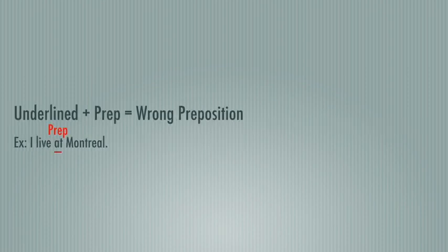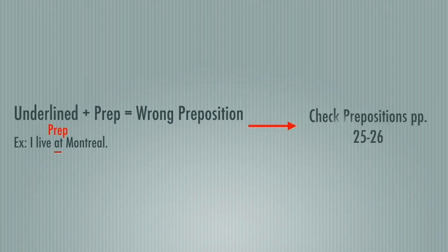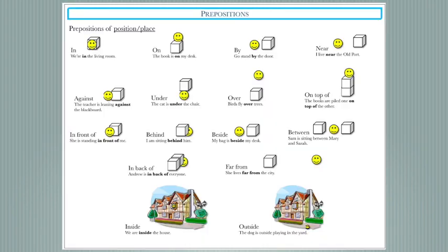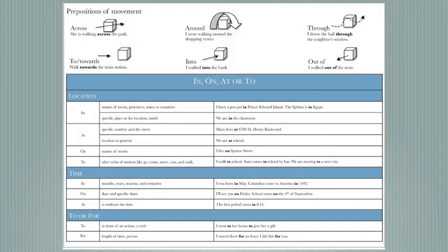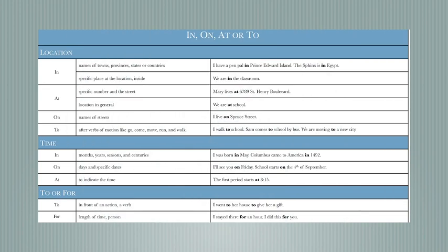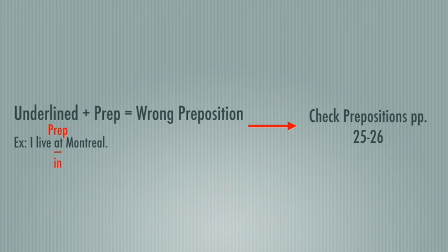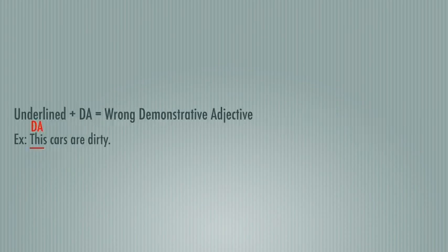Underline plus prep is the wrong preposition. Example, I live at Montreal. That's a mistake. So you can check your preposition on page 25, 26. So the first page is preposition of position, place. Then you have a preposition of movement. And then what's more important is at the bottom of page 26 you have when to use in, when to use on, at, or to. This is where you make most of your mistakes. So here, I live in Montreal.